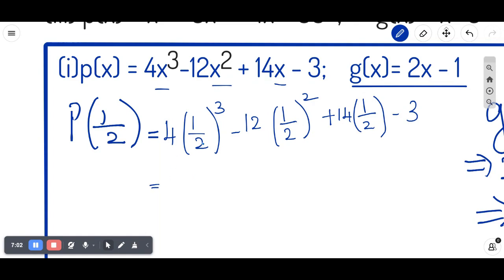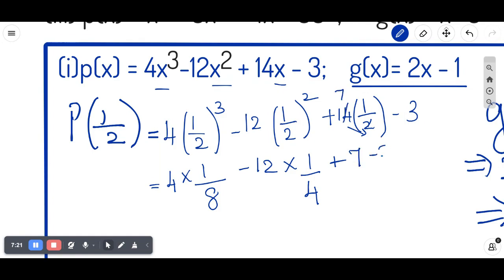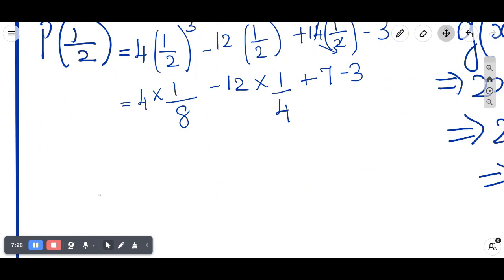So 1 by 2 the whole cube means 2 cube is 8. So 4 into 1 by 8, and this becomes minus 12 into 1 by 2 the whole square means 2 square is 4, 1 by 4, plus, now you can simplify this, right? 1 2 is 2 and 7 2s are 14. 7 into 1 is 7. 7 minus 3. Now if we go to the next step, that is equal to 1 4 is 4, 2 4s are 8. So 1 by 2 minus 1 4 is 4, 3 4s are 12. So minus 3 into 1 is 3 and 7 minus 3 is plus 4.